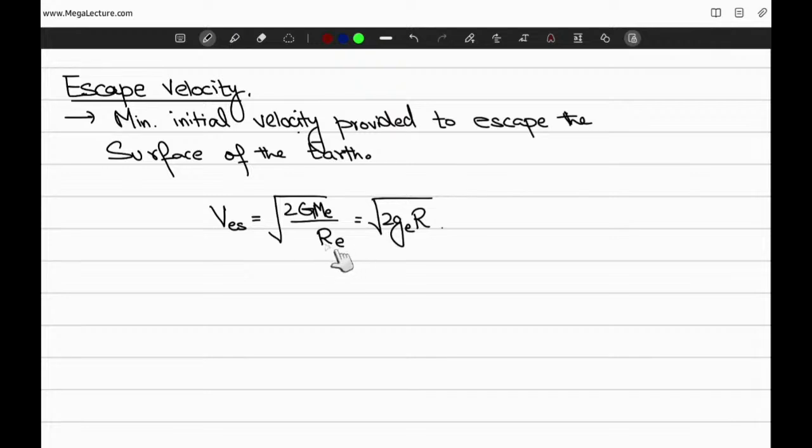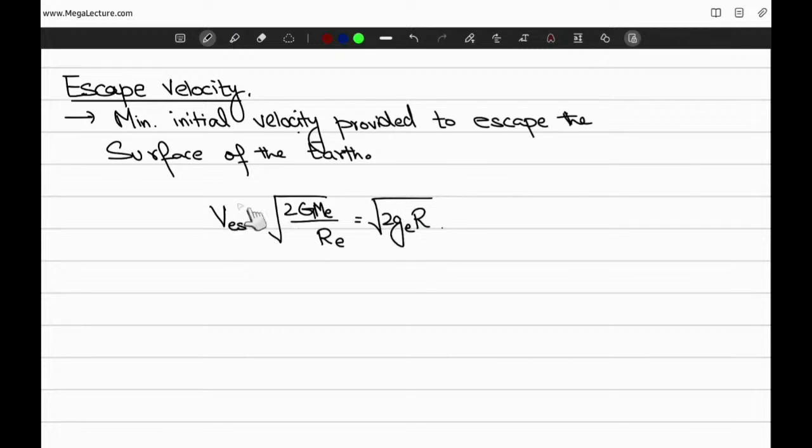from the Earth, right? So this is the radius of the Earth from its core to its surface, right? And then you can write it in terms of the acceleration due to gravity, which is g_e. So on Earth it's about 9.81, right? And so you can write the escape velocity in this way.